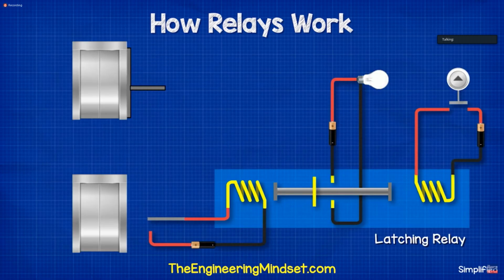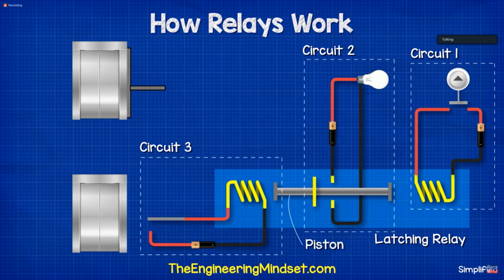There are many different designs for this type of relay, but in this very simplified example, we have three separate circuits and a piston which sits between them. The first circuit is the call button, the second is the lamp, and the third is the reset circuit.